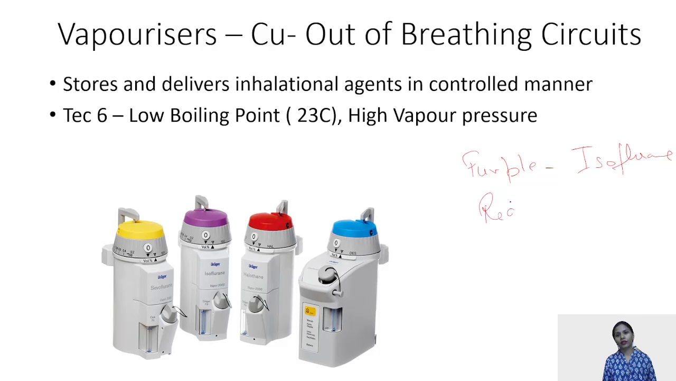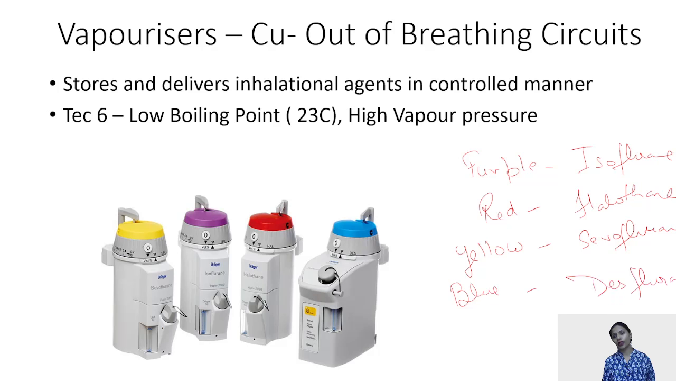Red, halothane. Your yellow, sevoflurane. And the most latest one, blue, desflurane. These are your vaporizers, and it is a must to know the colors. I repeat once more, your purple is iso, the red is halo, blue is des, yellow is sevo.